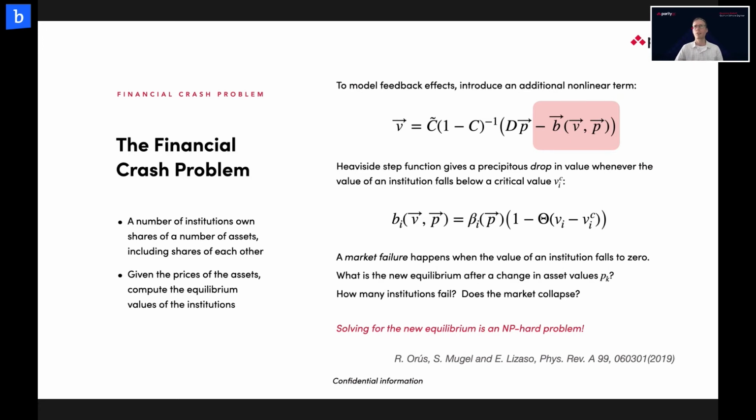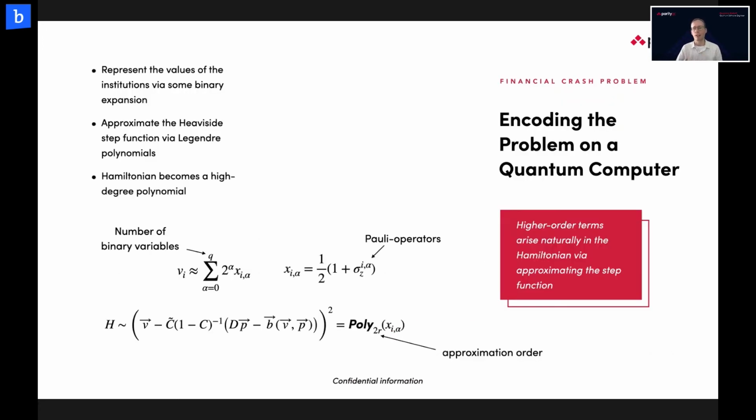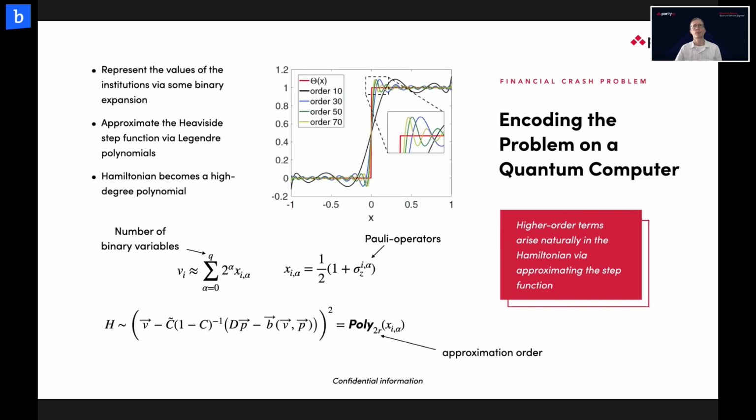So what we've done is we've translated this, okay, how to encode this problem on a quantum computer. What I do is expand this step function in terms of Legendre polynomials. So I end up with some polynomial Hamiltonian. And now I have this higher degree polynomial, which is good for the parity architecture. So we do some sort of comparison between the parity architecture and, for example, QUBO. And this is what I have on the final slide.